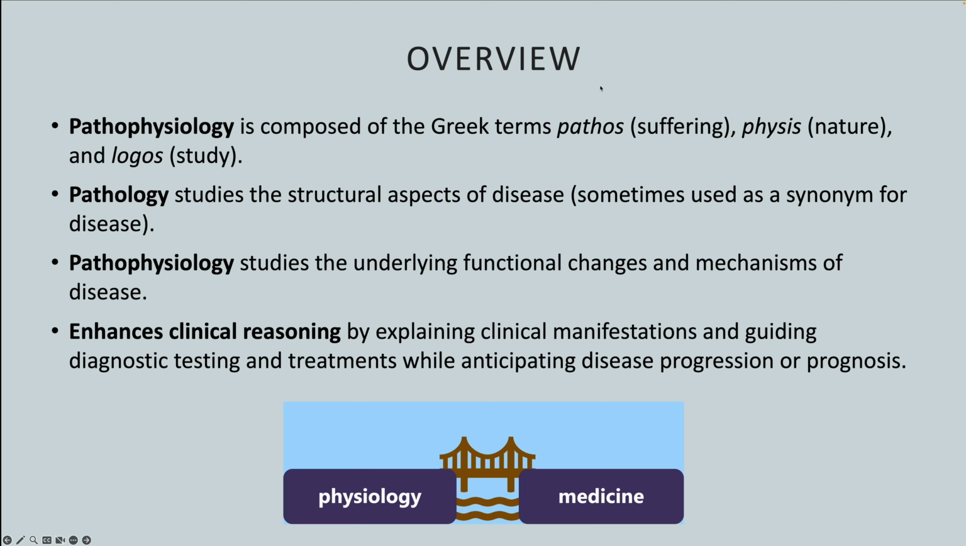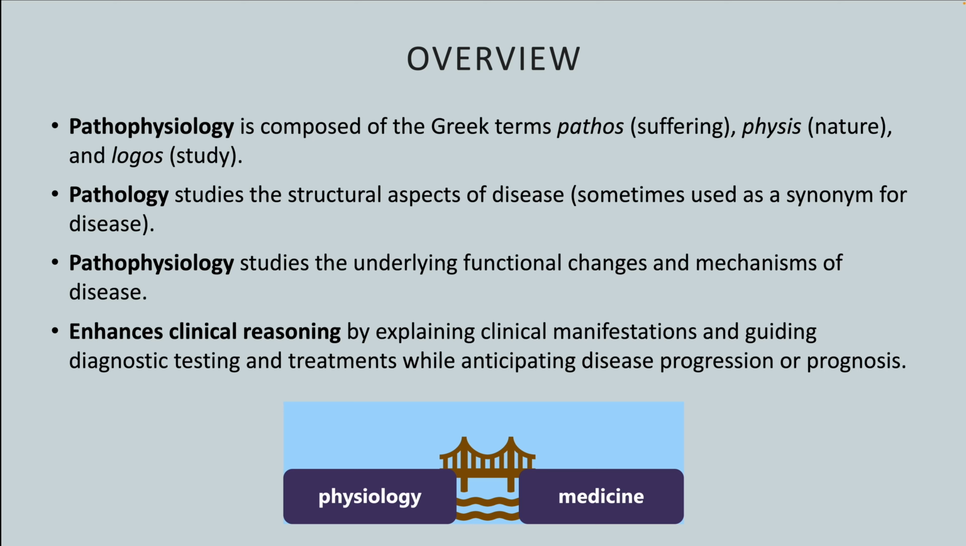three terms for sure. Pathos, that is a Greek term for suffering or disease. Physis, which means nature, and then logos, which means study. This science is relatively new, started at the end of the 19th century in Russia and China. Okay, then was introduced to the Western countries in the early 20th century. It's actually composed of two sciences, pathology and physiology.